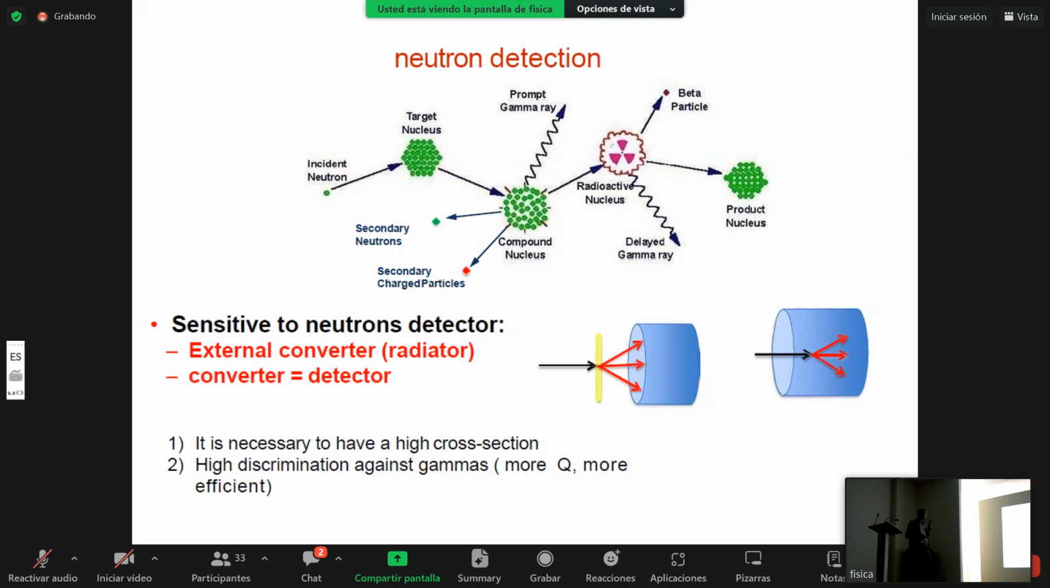In order to detect them, the material which is used as a converter should have a high cross section. That's the first thing, and the second, in many applications, it's very important to distinguish between neutrons and gamma rays. And this material and all detectors of this type have to be quite competitive in order to suppress gamma rays and distinguish between neutrons and gamma rays.